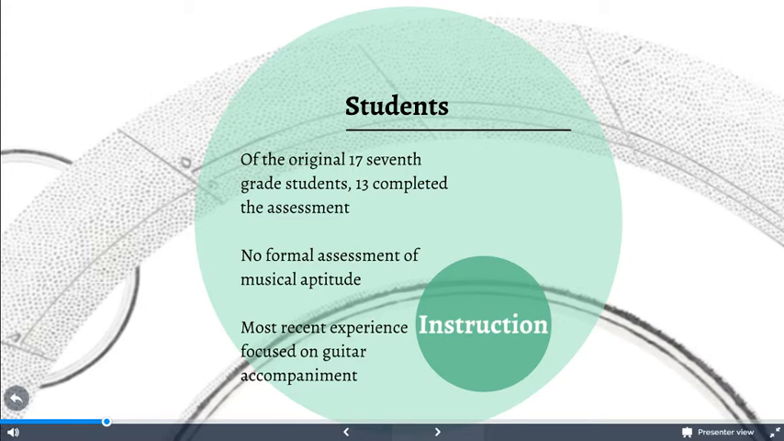These students have had no formal assessment of musical aptitude. All students receive music education throughout elementary school. However, their most recent music educational experience focused heavily on guitar accompaniment of modern music. Students have likely not received instruction on musical elements since 5th grade or earlier.